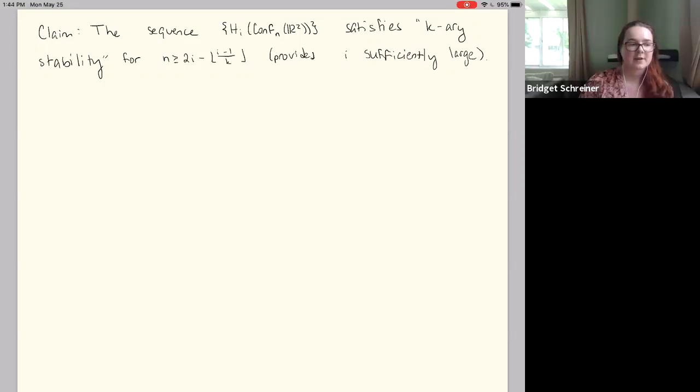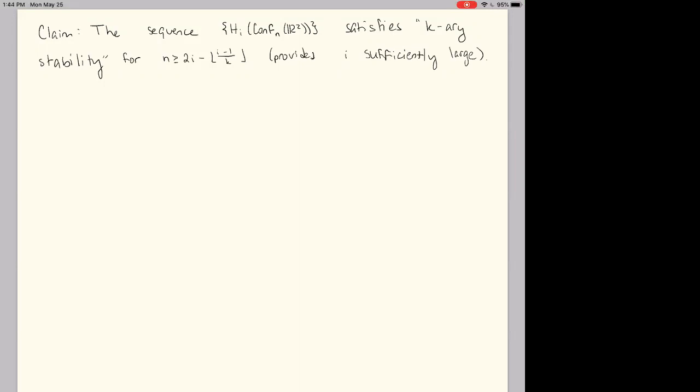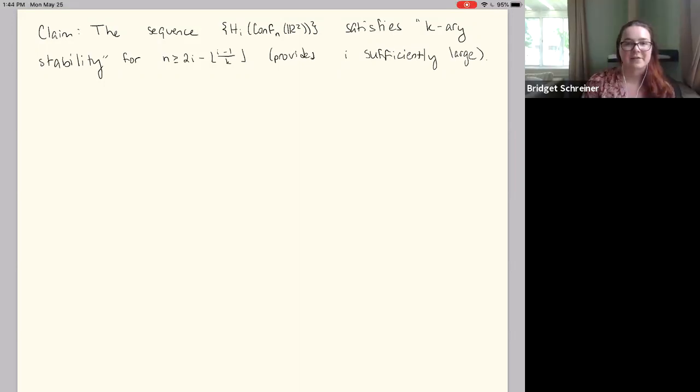Yeah, so as k grows, K-area stability should happen for smaller and smaller values of n, because we're looking at the stable range. The image is bigger. Yeah, so a sign might have gone missing somewhere. I'm not entirely sure about that right now, but I'll show you the chart in a second that shows how the slope is changing.